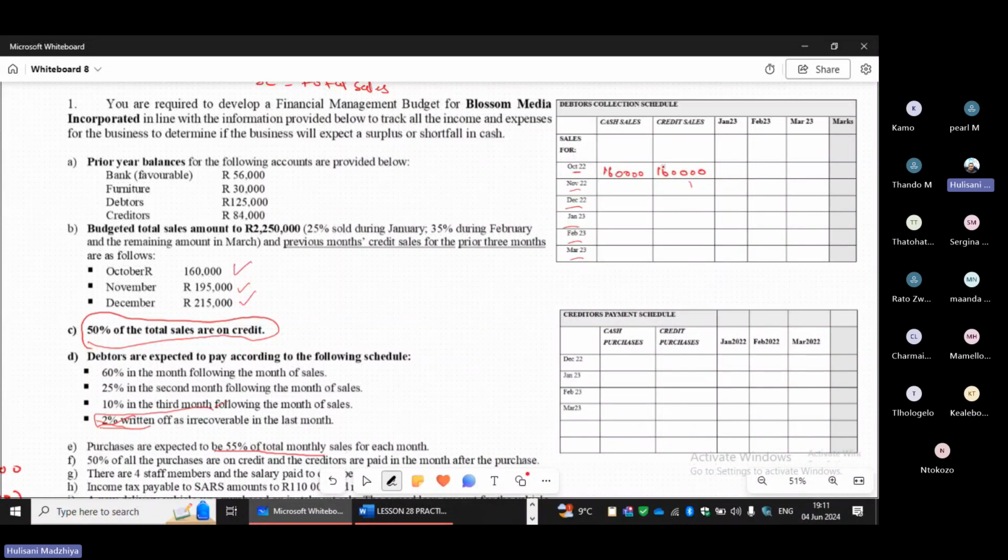And then for the same month of October, 25% of these credit sales will be collected in the second month following the month of sales. The second month following the month of sales is December. So 25% of October credit sales is collected in December, and we are not budgeting for December. So we skip that one as well for October. And then we move towards the 10%.